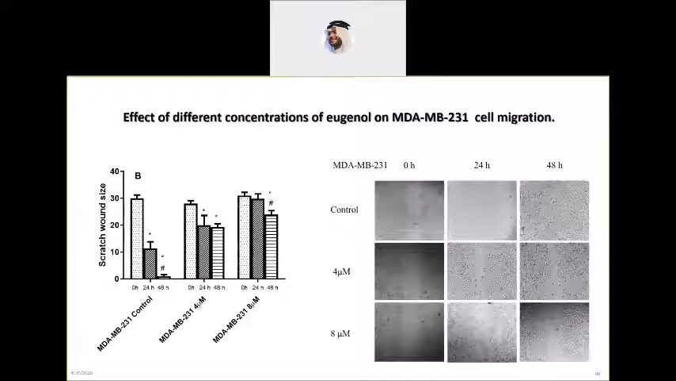After that, we tried to test the effect of eugenol on cell migration. We used the wound healing assay with eugenol at different concentrations and different time points. And as you can see here from the figure, there is a significant inhibition of the cell migration, and this inhibition is time dependent and concentration dependent.